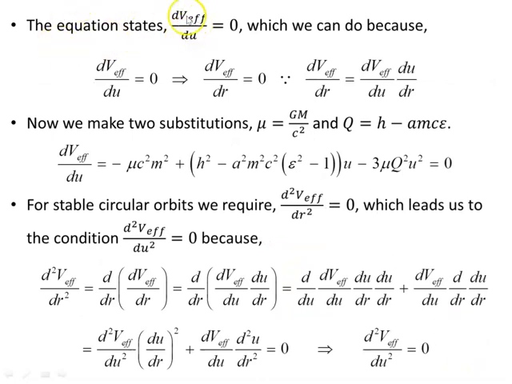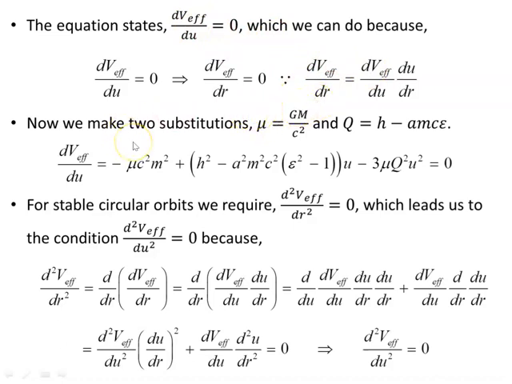Now the equation states that the derivative of the effective potential with respect to u is 0. Why can we do that? Wasn't I talking about dV dr earlier? Well, we can do that because dV du equal to 0 implies that dV dr is equal to 0, because by the chain rule, dV dr is equal to dV du times du dr. So if dV du is 0, then dV dr is also 0. When we set the condition dV du is 0, we're also saying that dV dr is 0 as a consequence.